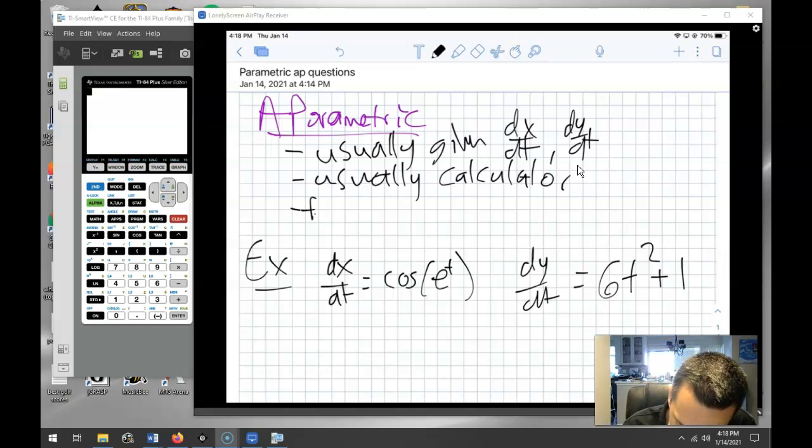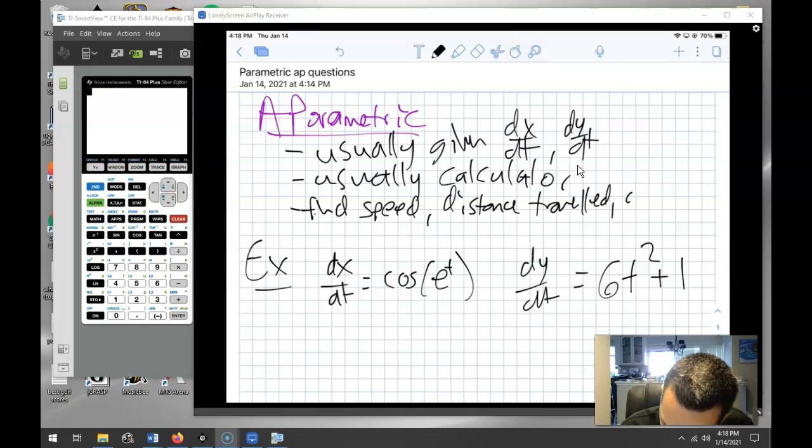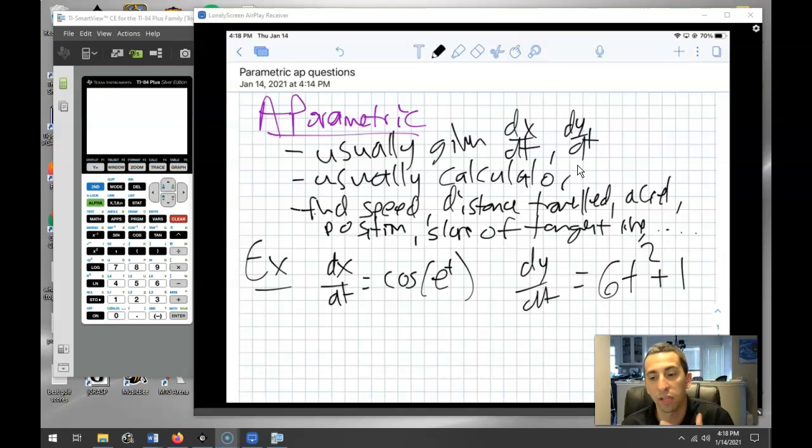Some of the things they might ask you to find: they might ask you to find a speed or a distance traveled. We just talked about those in the last one. Or they might ask you to find an acceleration or a position. We're going to talk about that today. Something like a slope of a tangent line. Those are all reasonable things that they might ask you about. So make sure that you know how to do each of those for your tests on this chapter and then for the AP test. So let's get to some examples.